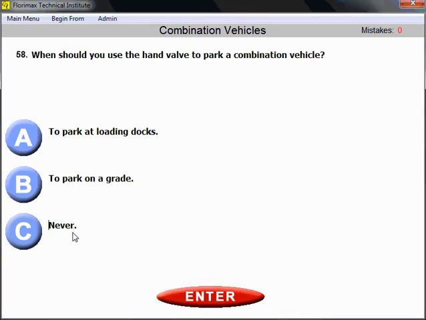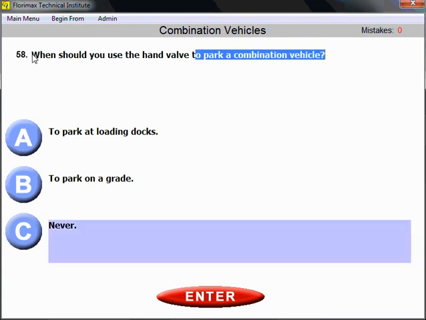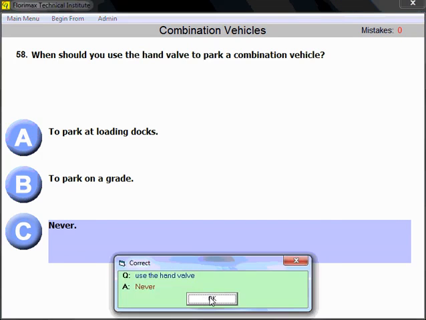Question number 58. When should you use the hand valve to park a combination vehicle? Aha, now you remember, guys. To park a combination vehicle, never. When should you use it? Never. Not for parking, not for driving, not for anything else except testing, checking the brakes. So when you are asked when you should use the hand valve to park, no, never.